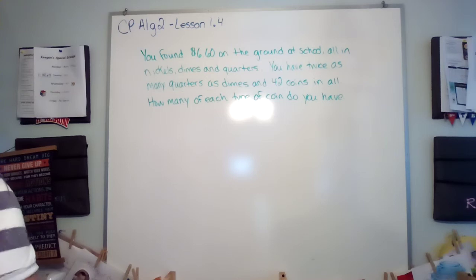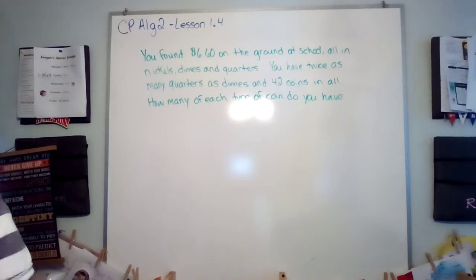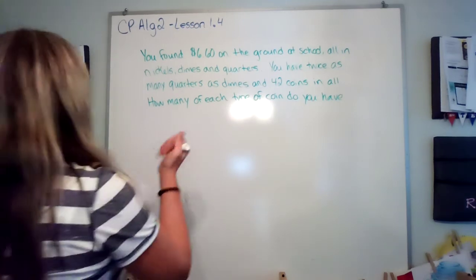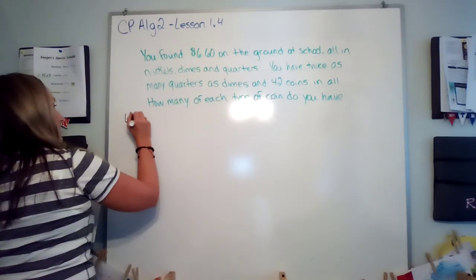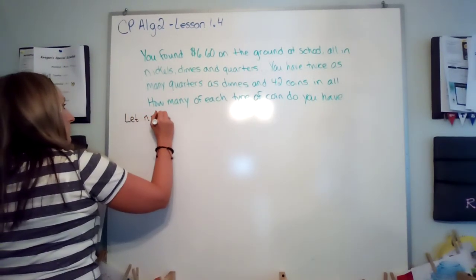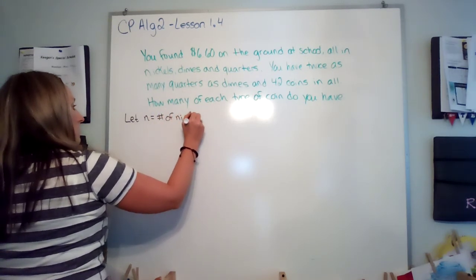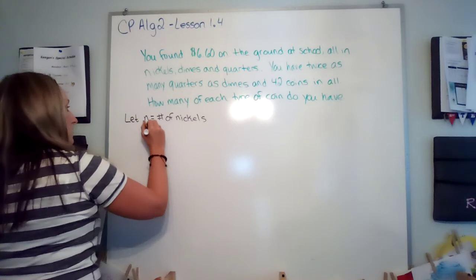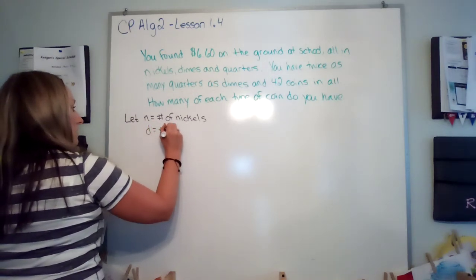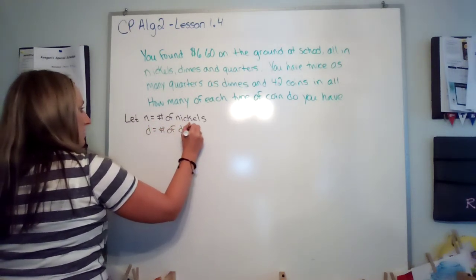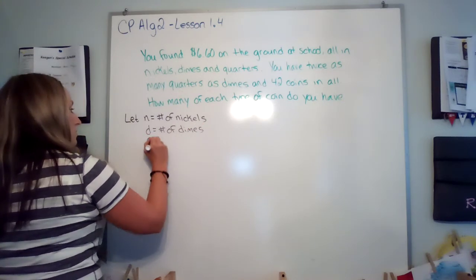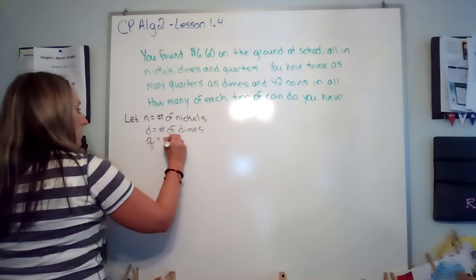And the first thing we always do with word problems is define our variables. So that's what we're going to do here. Instead of x, y, and z, we'll use n, d, and q since we're talking nickels, dimes, and quarters. So we're going to say let n equal number of nickels, d equal number of dimes, and q is going to equal number of quarters.